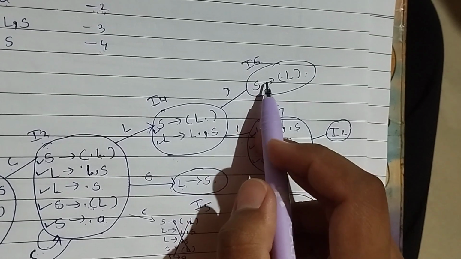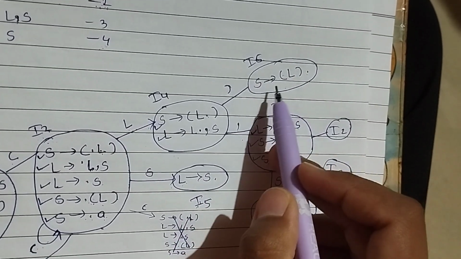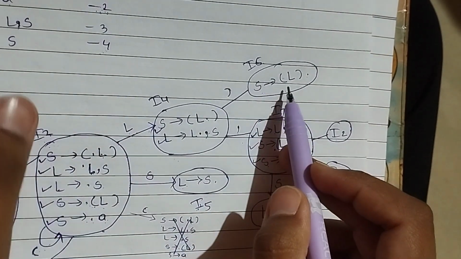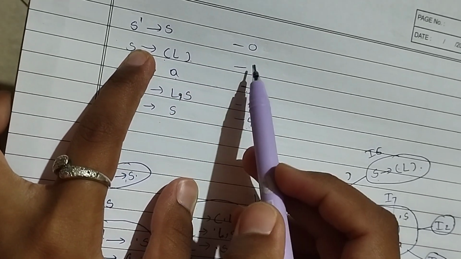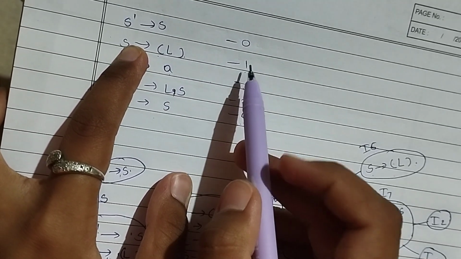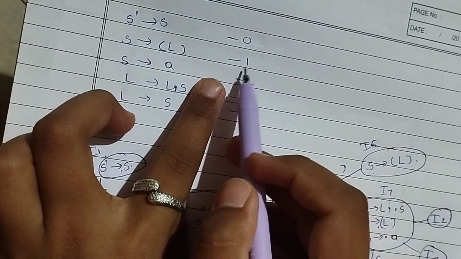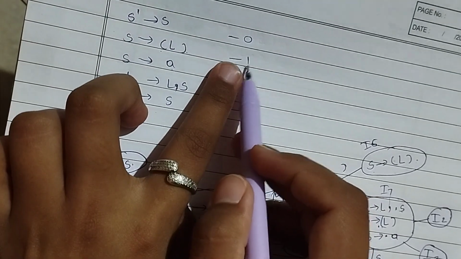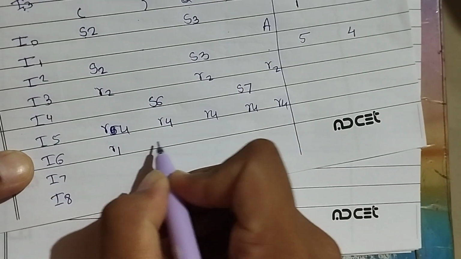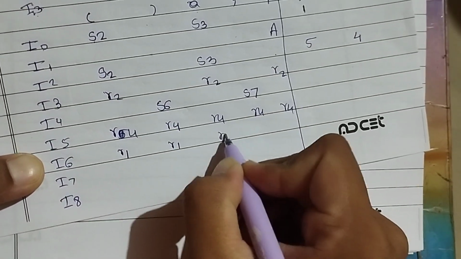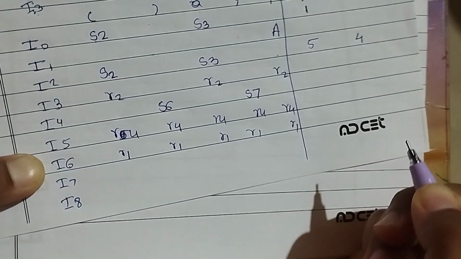Now I6. I6 is also an acceptance state, of S to opening bracket L closing bracket, and it is present at the first number. Since it is an acceptance state, we perform reduce, so we write R1, R1, R1.